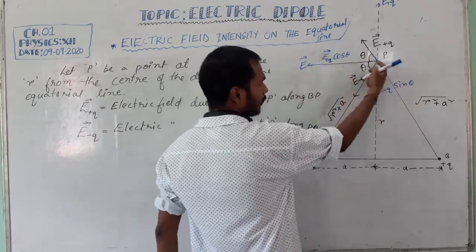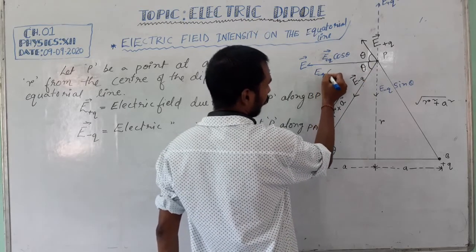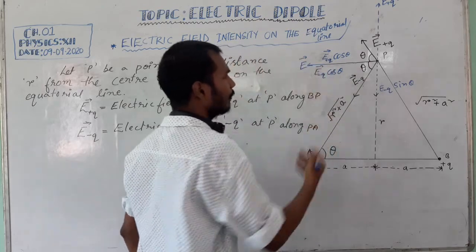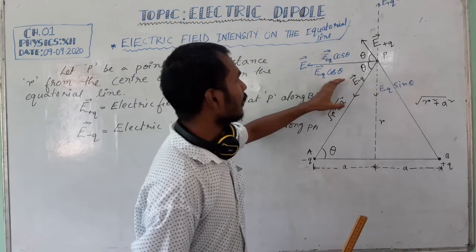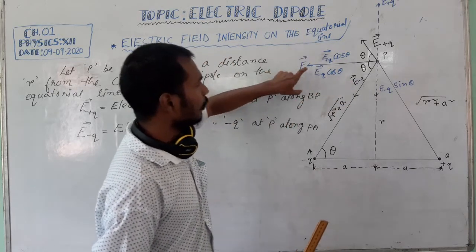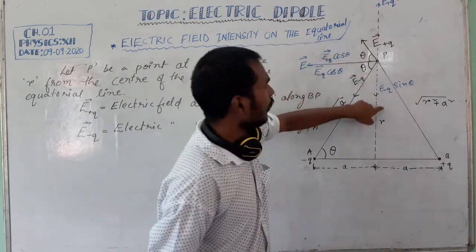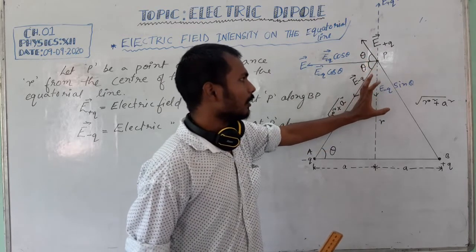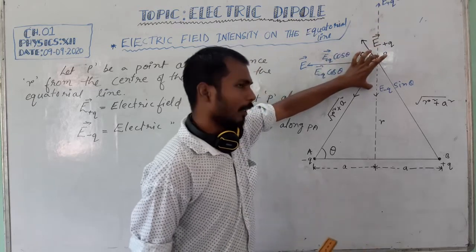And this component of this electric field is E minus Q cos theta. Now we have resolved these two electric fields into their components. Now see which component is along the direction of the net electric field. We have these two components along the direction, so these two components will add up, and these two components will be subtracted. We will subtract these two components.